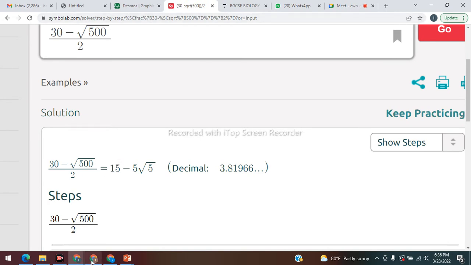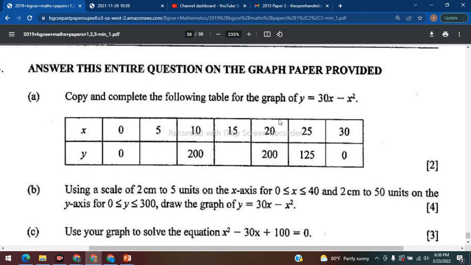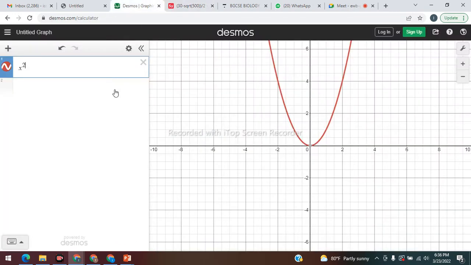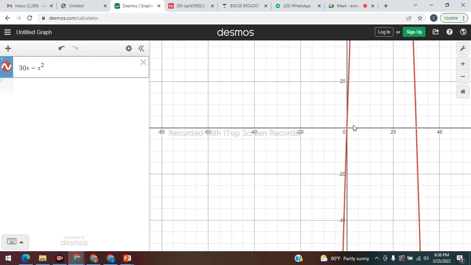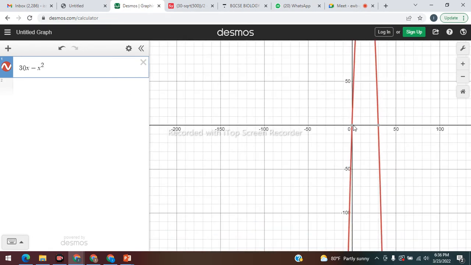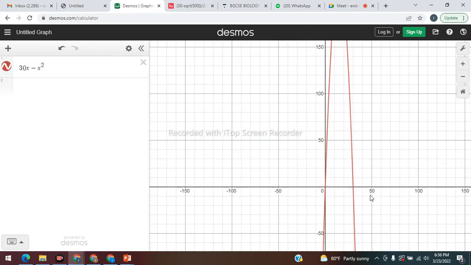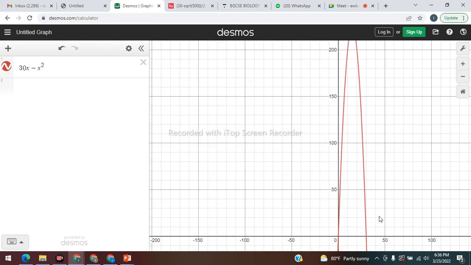What is the equation we had at the beginning with this? Okay, we had 30x minus x squared. That's it right there, right? That's us. Oh, it's a bit steep because we had to go all the way up to 300. So that's us, right?